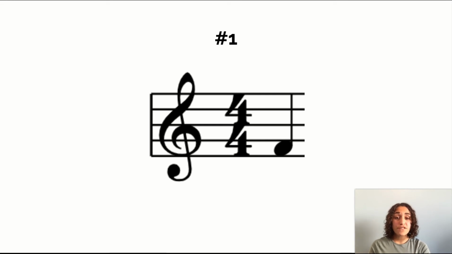This note is on the first space. Remember, because we always start from the bottom and go up, this first space is where we're going to stop. So we start with our F-A-C-E mnemonic device. We go F, and we stop right there because it's on the first space. So this one is called F.